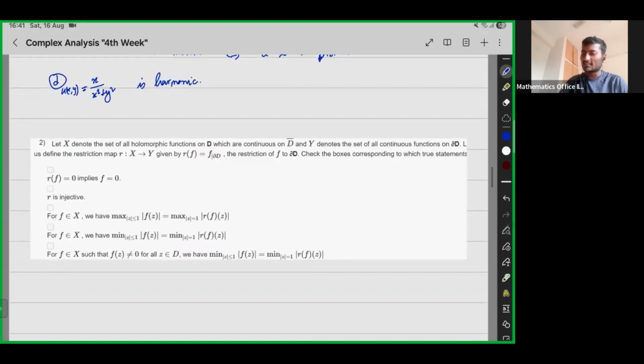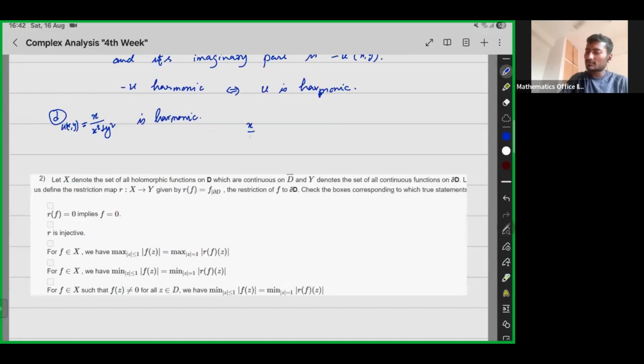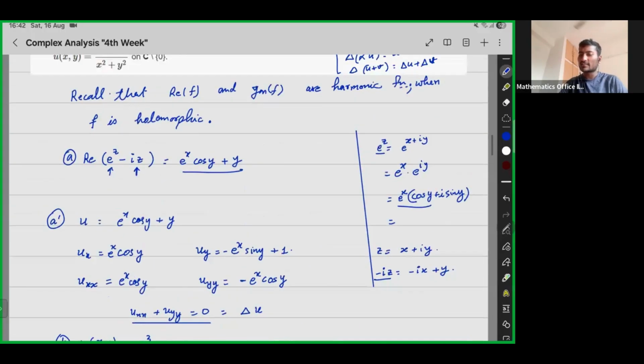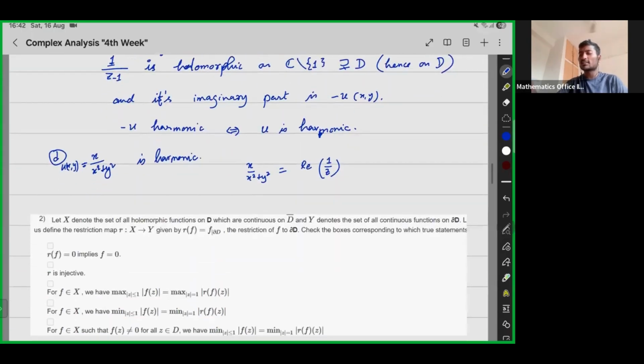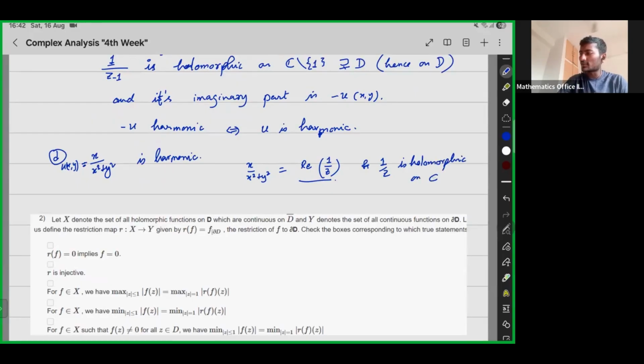So from here, what is clear? x upon x square plus y square is the real part of 1 by z. And see, the domain is very necessary: C minus 0. 0 is not here, so you're not evaluating at 0. So 1 by 0 is out of the context. So this is the real part of 1 by z, and 1 by z is holomorphic on C minus 0. That gives us that this is harmonic.